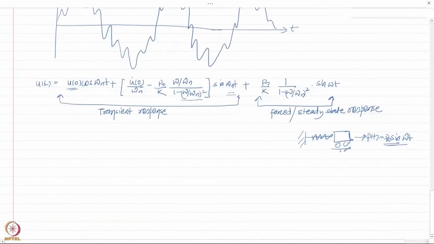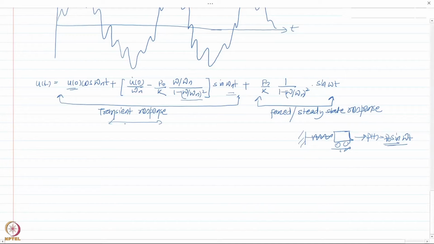However, in reality, all systems would have a certain amount of damping, and what that damping actually does, although not evident from the equation of an undamped vibration, is reduce this transient response to 0 after a sufficient amount of time. However, my forced response, or the steady response due to the applied force, would still remain. And that's why it is called transient.